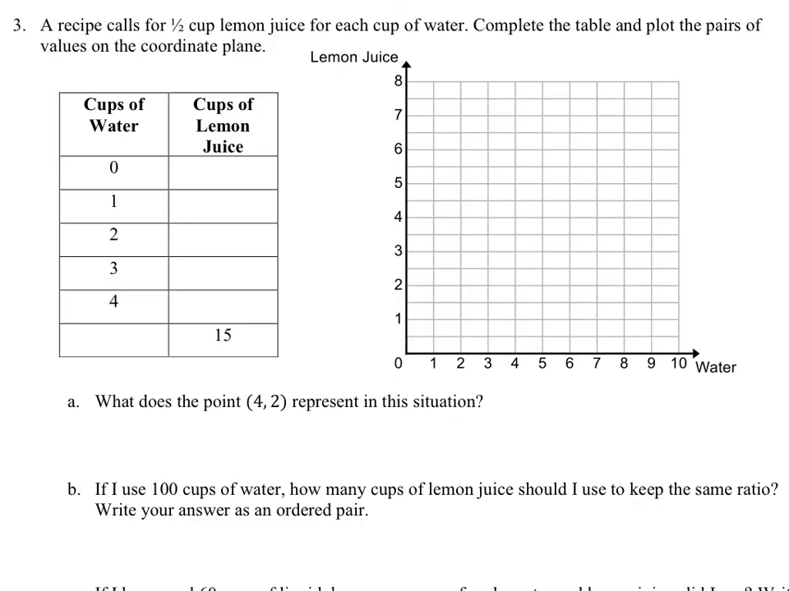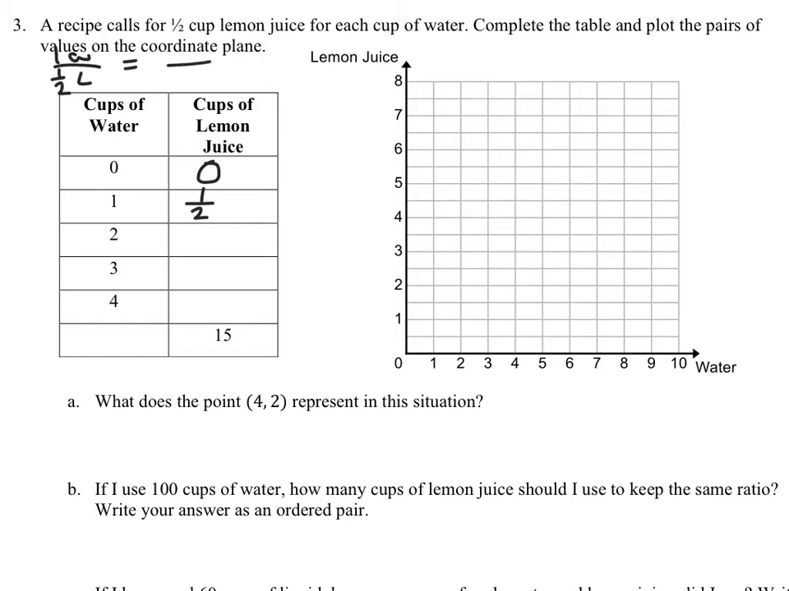A recipe calls for 1/2 cup lemon juice for each cup of water. Complete the table and plot the points of values on the coordinate plane. Okay. So if we use 0 cups of water, that wouldn't require any lemon juice. Alright, now it did say at the top there, 1/2 cup of lemon juice for each 1 cup of water, so we should have 1/2 cup right there. So, and this is how this would work, right? We could set up the proportion. So I have 1 cup of water, which would give us 1/2 cup of lemon juice.